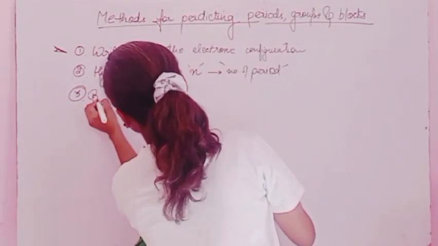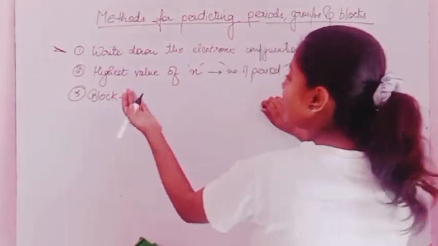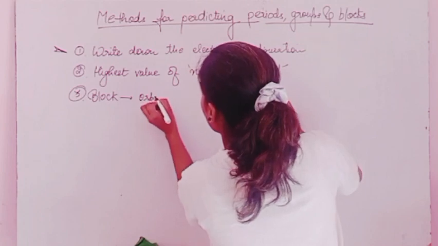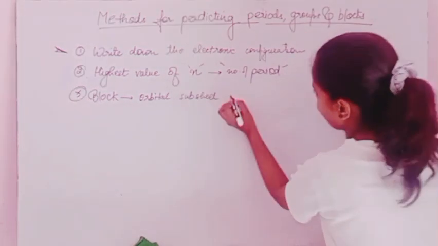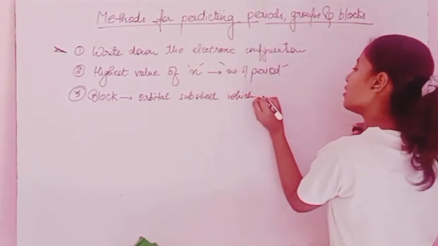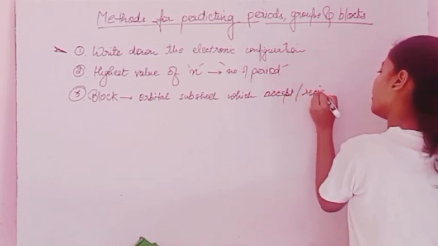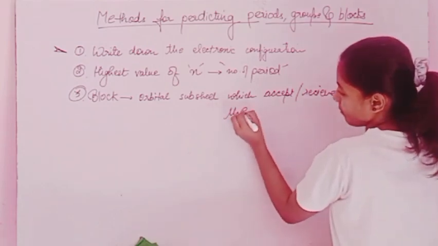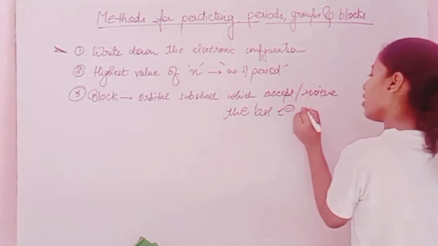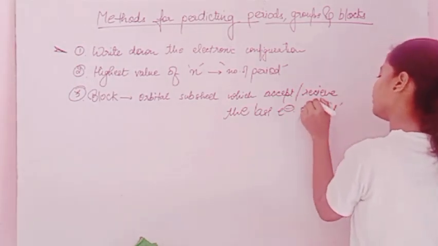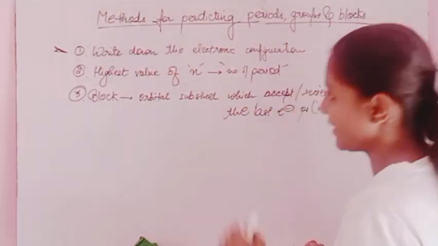Talking about your third point, that is somewhat interesting. Here we are going to predict the block. And for the block, what is the requirement? You are required to list out the orbital or subshell which accepts or receives the last or final electron, that is the n plus l shells.